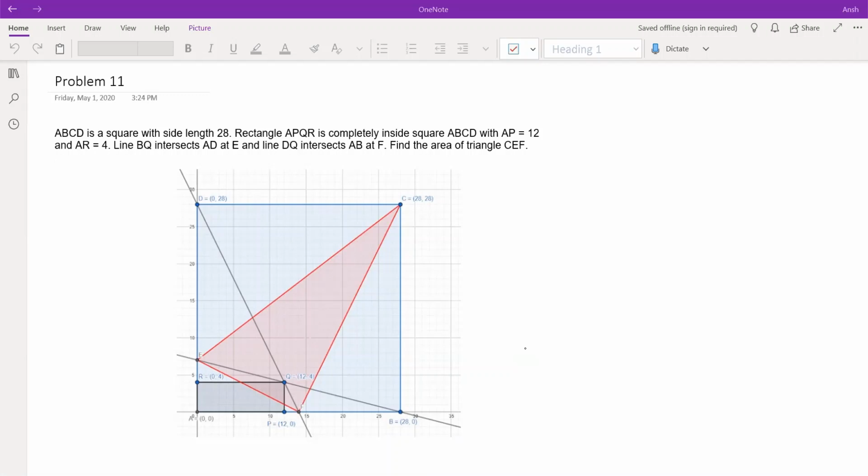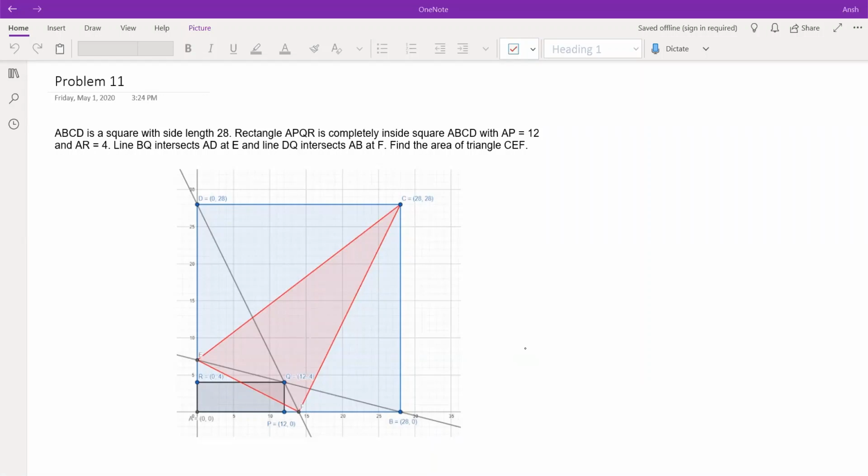So here we have A equals (0, 0), and that would mean that B is (28, 0), since the side length of the square is 28. And then by that same logic, C is (28, 28), and D is (0, 28). And now we have to label P, Q, and R. So we know that AP is 12, and since P is on AB, that means it's also on the x-axis. So its coordinates are (12, 0). Doing the same with R, we get R equals (0, 4). And since APQR is a rectangle, that means Q is at (12, 4).